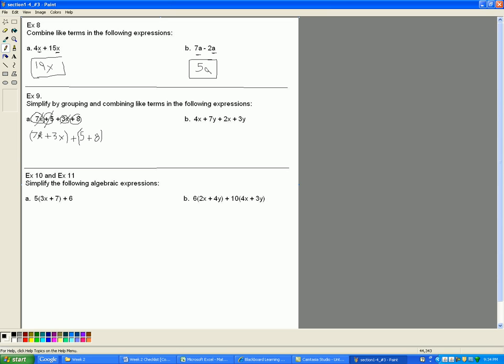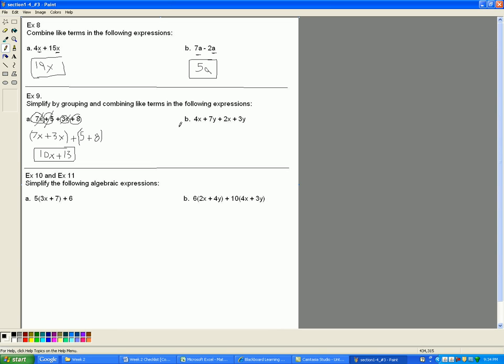From above, we see that we have 7x plus 3x. Since the variables are exactly the same, we just have to perform the operation on the coefficients. 7 plus 3 is 10x. Okay, we still have that plus sign in the middle of these terms, and then we know that we have 5 plus 8. We know that they both have the same variable, which is no variable in this case. 5 plus 8 is 13. So now we have solved that problem.